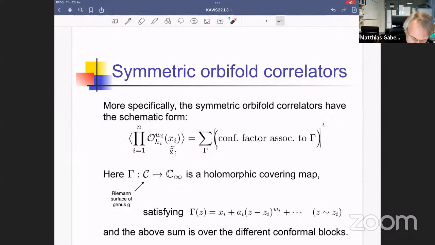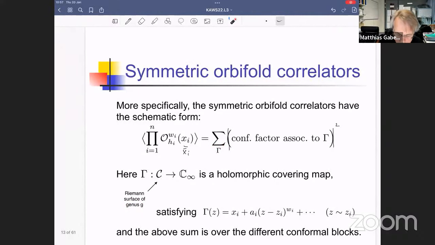And these different contributions will involve, in general, Riemann surfaces of genus g, not necessarily the sphere. In each case, this covering map is characterized by this local property, the defining property that near the insertion point of the lifted point, it has this branching, this monodromy of order w. Then the actual correlator will be the sum over all the conformal blocks, left and right combined. In particular, it will have contributions from different covering maps and different genera. So there's not just a fixed genus for a given correlator. For a given correlator, there will in general be different covering maps of different genera that contribute.